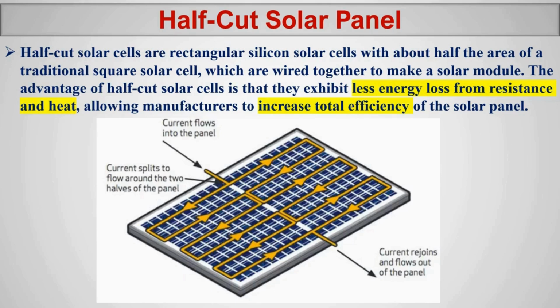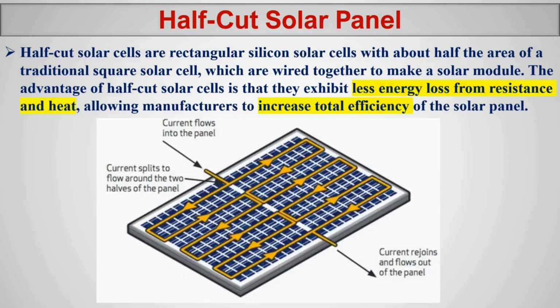So that's the reason. Half-cut solar cells are rectangular silicon solar cells with about half the area of the traditional square solar cell. The advantage of half-cut solar cells is that they exhibit less energy loss from resistance and heat, because the current carrying path is easier now. It only has to carry the current until this point. Halfway, it can join here. The current can join after going through this path. You can see the current flow here. This is the center path.